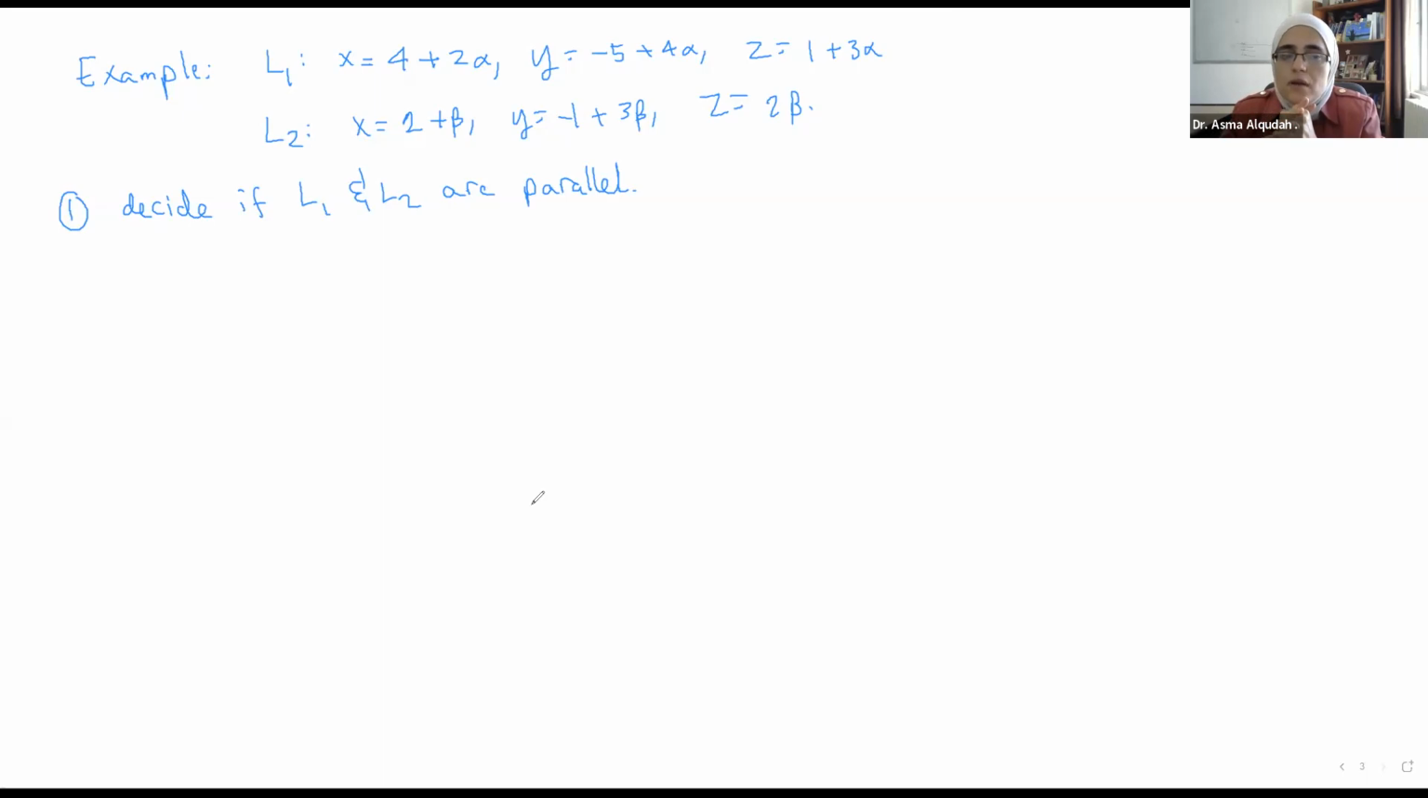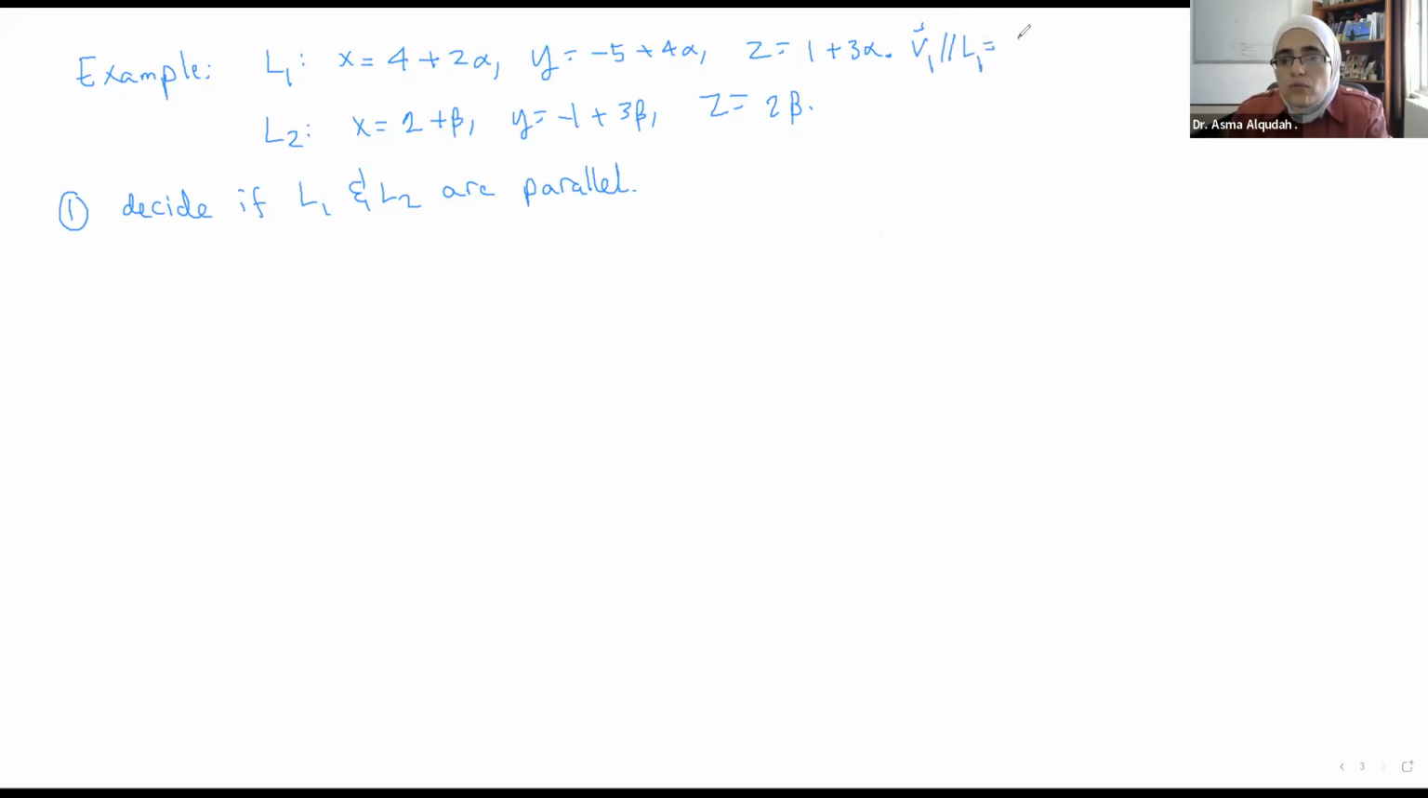But first, before proceeding, we need to find the vectors v1 and v2 that are parallel to line L1 and L2, because we can't make any calculations using the parametric equations of the lines. First, we have to find the vectors that are parallel to these lines, and then we make the calculations using these vectors. So vector v1 that is parallel to L1 is equal to what?